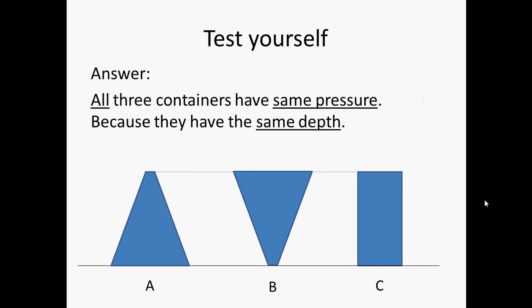The answer is all the three containers have the same pressure. Why? Because they have the same depth. Remember, fluid pressure is not dependent on the cross-sectional area or the contact area, but only the depth. Okay?